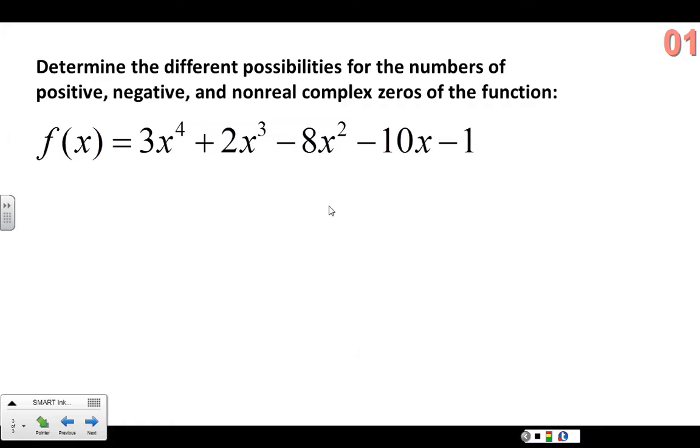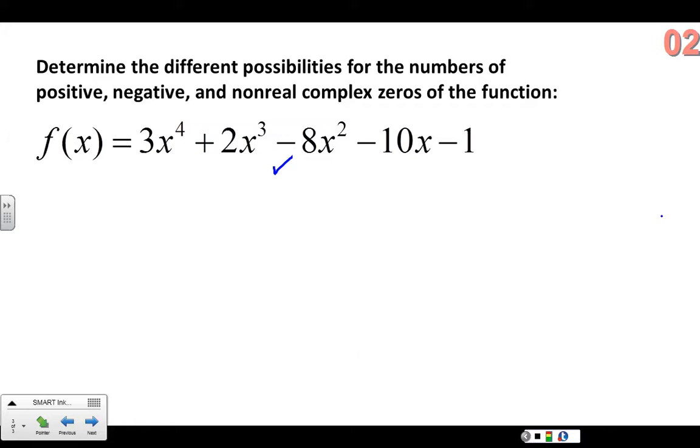So how many changes of sign do we have? Positive to a positive, that is not a change in sign. Positive to a negative, so there's a change in sign. Negative to a negative, that is not a change in sign. And negative to a negative, that is also not a change in sign.